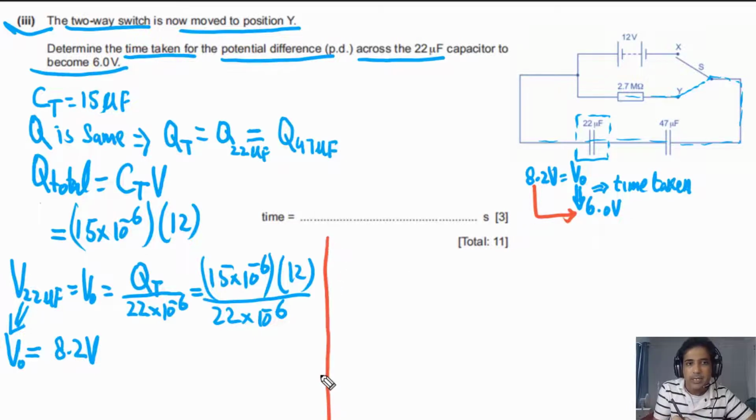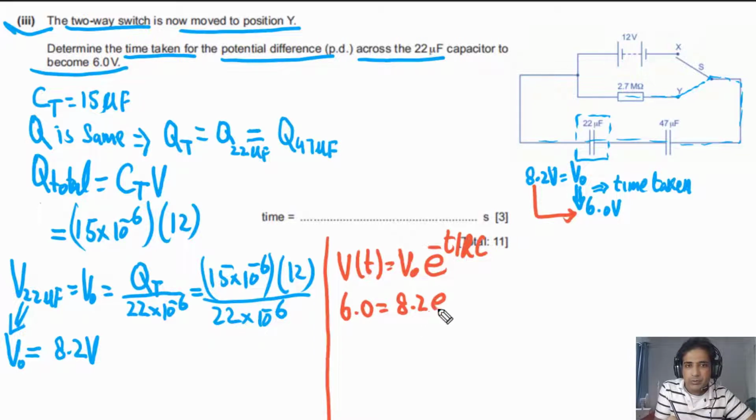Now we have the value of the initial voltage and the value of the final voltage, so we can calculate the time taken. We have to use V as a function of time. This is equal to V naught. This is the formula for a discharging circuit, meaning for a discharging capacitor: V naught e to the power of minus t over RC. Vt is the final voltage, which is equal to 6.0 volts. This is given. V naught is the initial voltage, which is equal to 8.2, e to the power of minus t. This is what we need to calculate, and RC is the time constant. This is a little bit confusing.